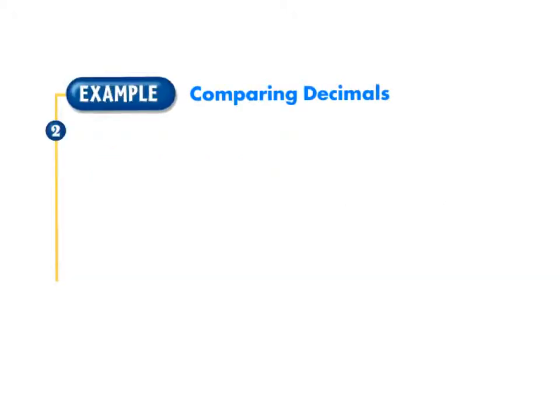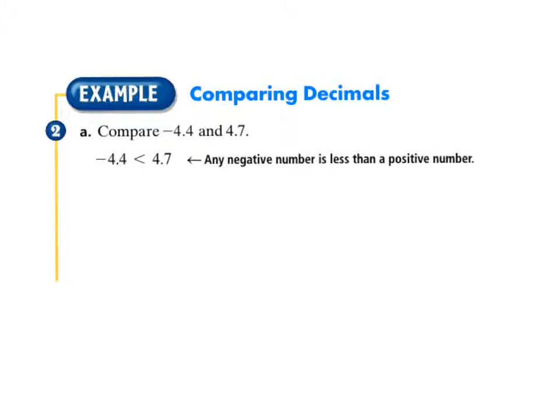Now we're going to compare decimals. So if I have -4.4 and 4.7, well, -4.4 is going to be less than 4.7 because it's negative, where 4.7 is positive. So any negative number is going to be less than a positive number, no matter how big the digits are. If one is negative and one is positive, the negative number is always smaller.